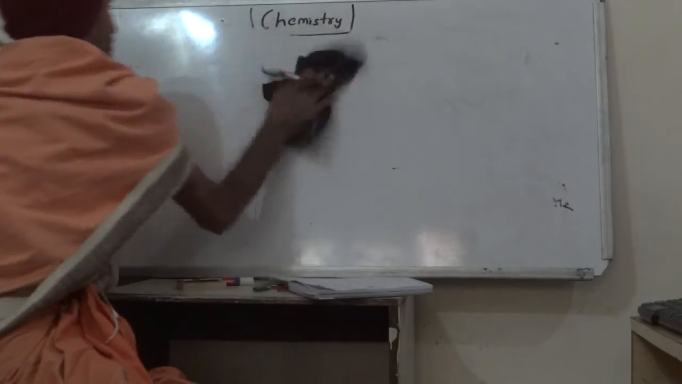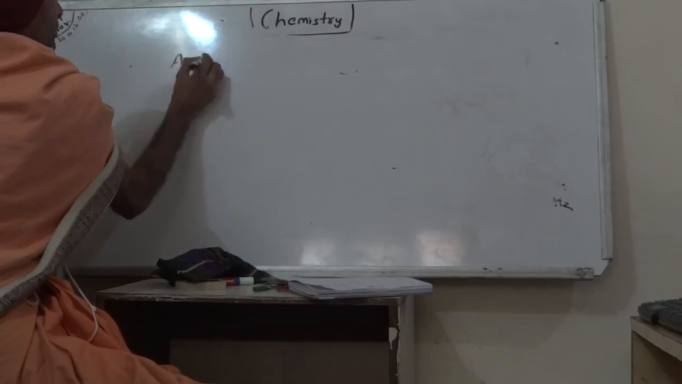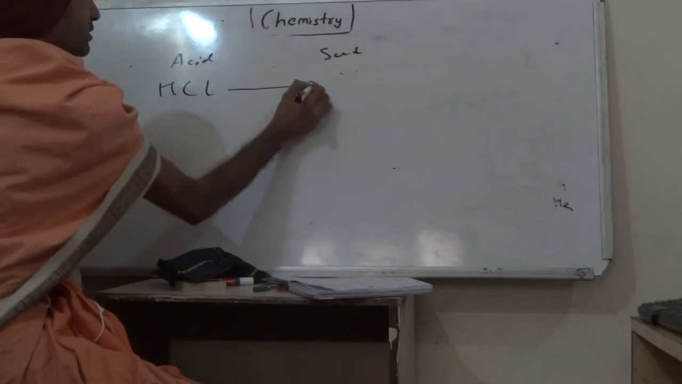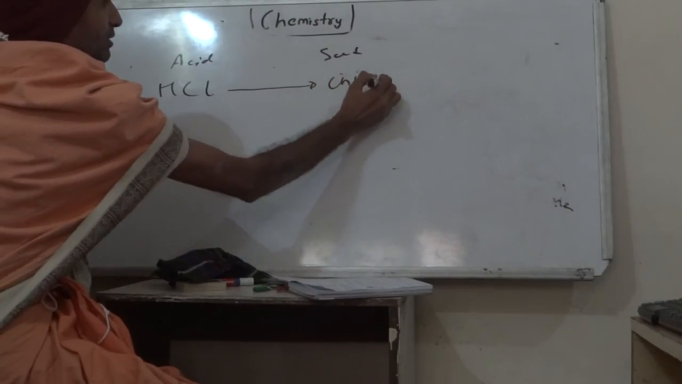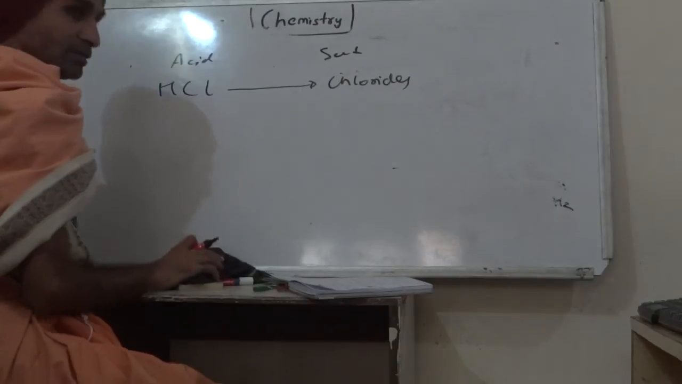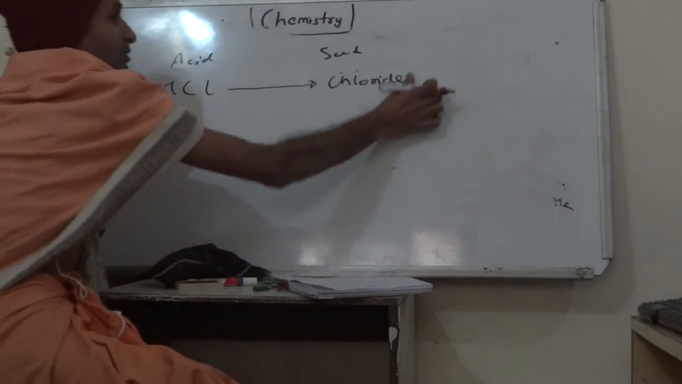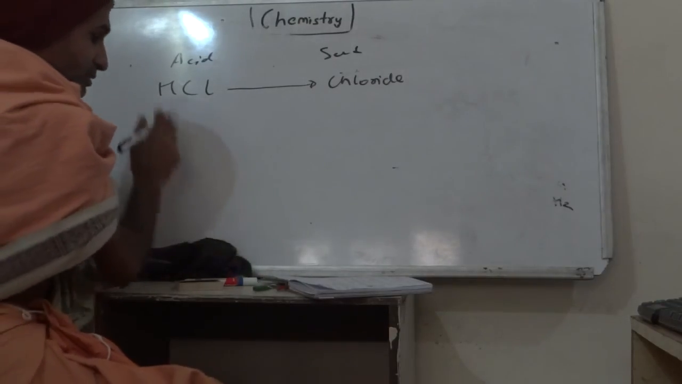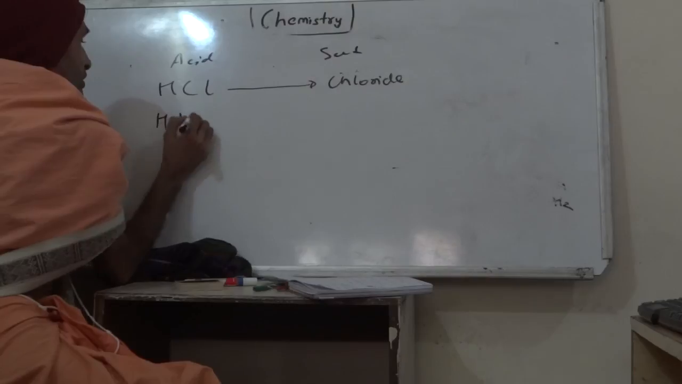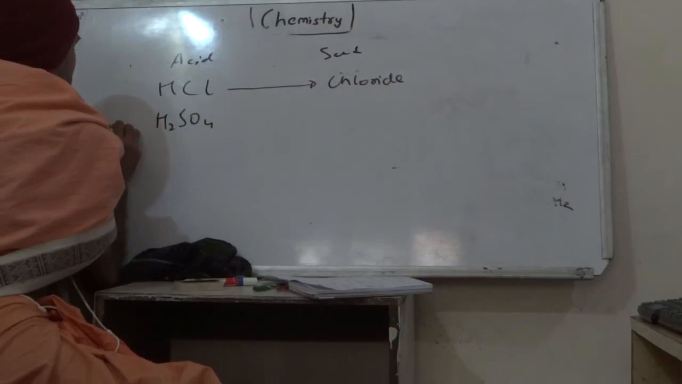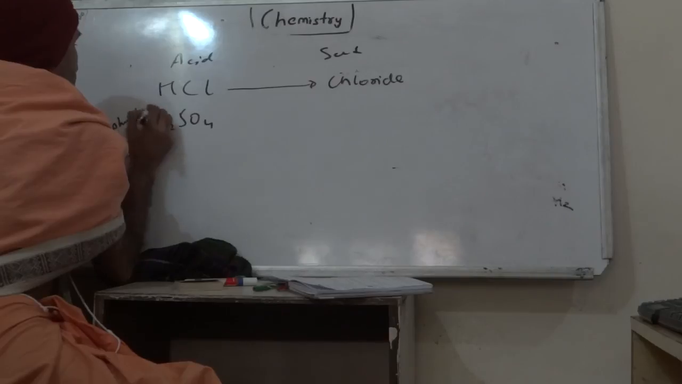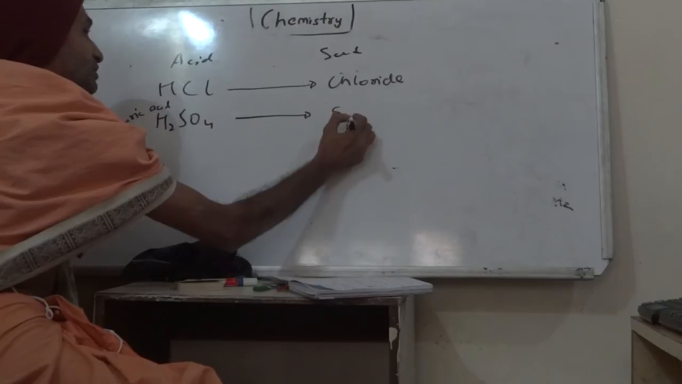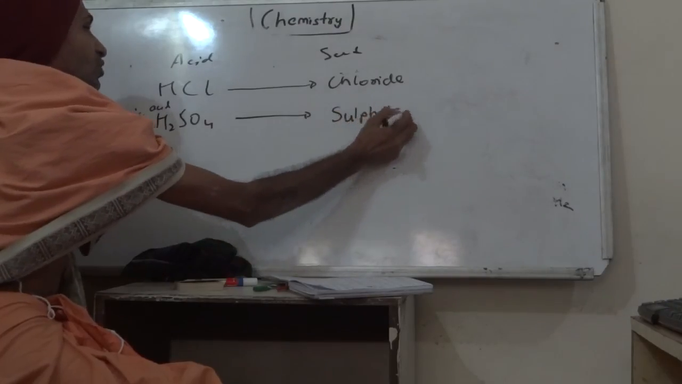Sulfate. We are going into chemistry now. Acid salts. The salts formed with hydrochloric acid are chlorides: sodium chloride, hydrogen chloride, like that, different chlorides. H2SO4 is sulfuric acid. The salts formed with it are sulfates, copper sulfate is one.